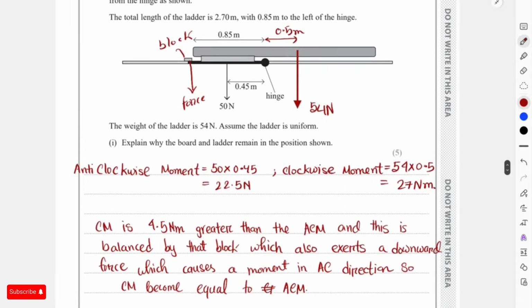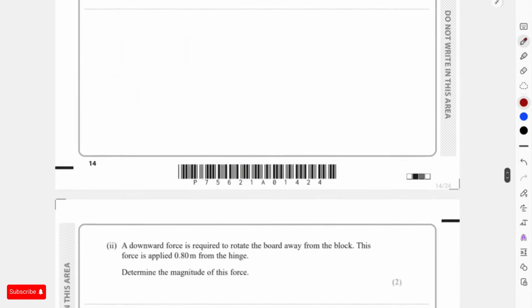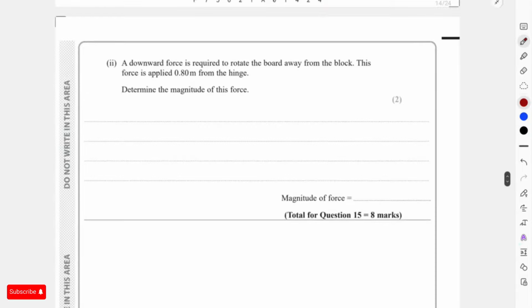So this was it for your part B1. We'll move on to part B2. It says that a downward force is required to rotate the board away from the block. This force is applied 0.8 meters from the hinge. We need to calculate this force. This was actually the force that the block was providing. So we can find this out if we find the difference between the moments, which we already know was 4.5 Newton meter.